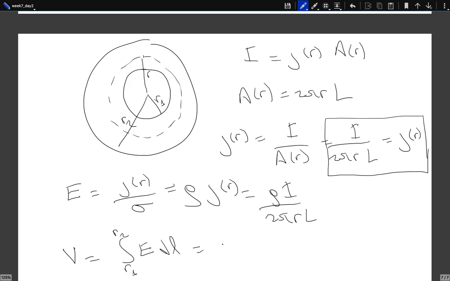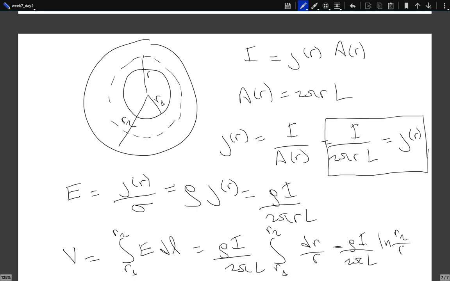Well, let's put everything in. It's rho times I over 2 pi L. These are constants. I have the integral of dr over r from r1 to r2, which is rho I divided by 2 pi L times the logarithm of r2 over r1. This is the potential difference.